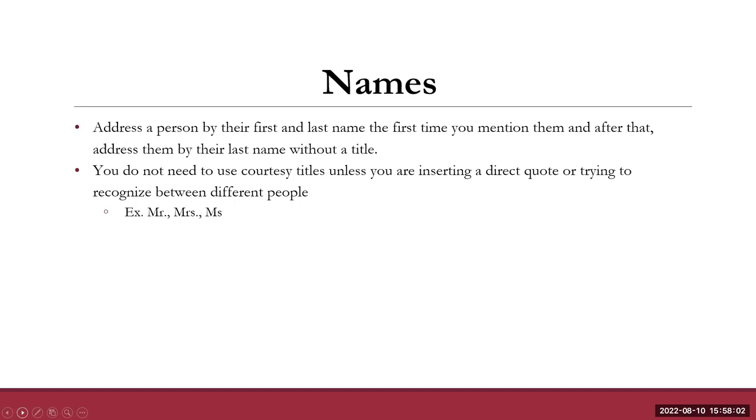Let's look at AP style names. You want to address a person by their first and last name the first time you mention them in the writing, and after that, address them by their last name without the title. You do not need to use courtesy titles unless you are inserting a direct quote or trying to distinguish between two different people.